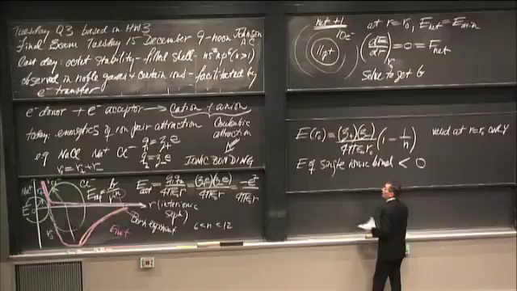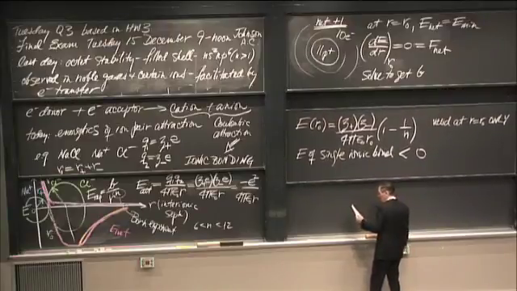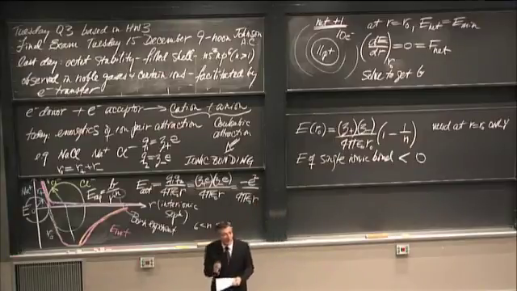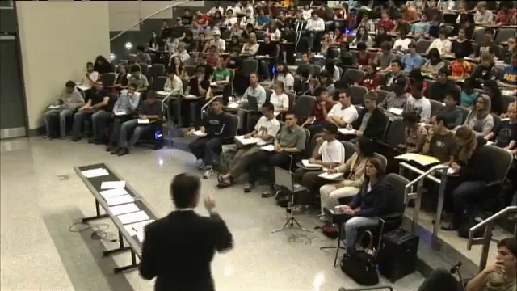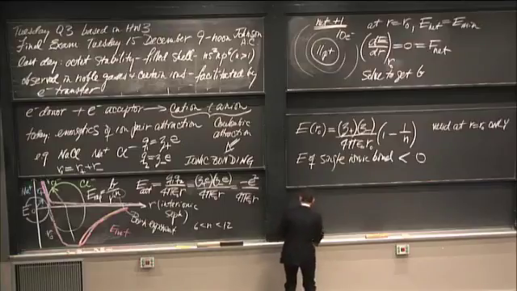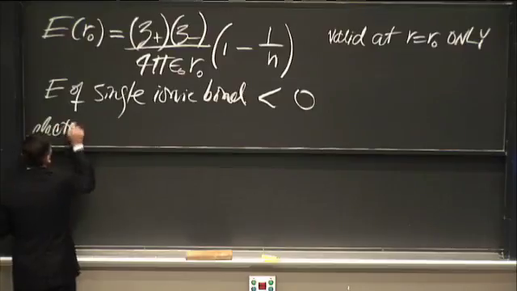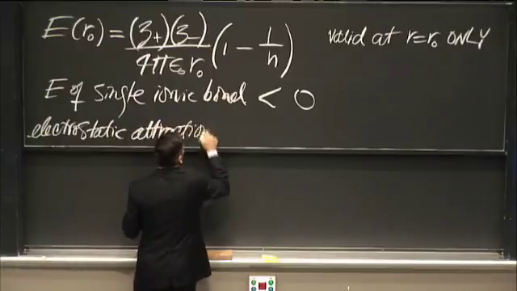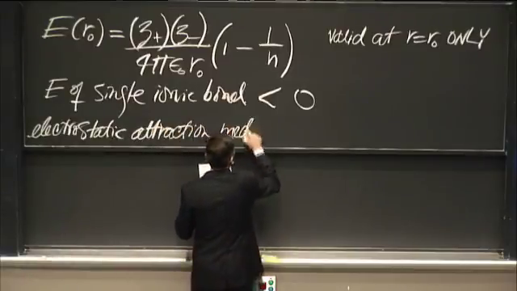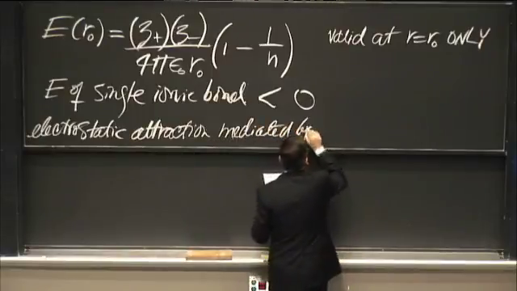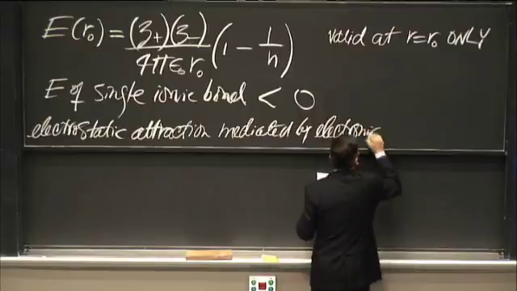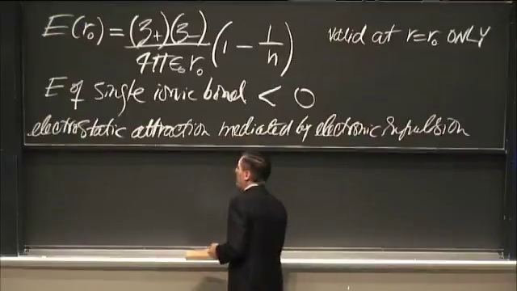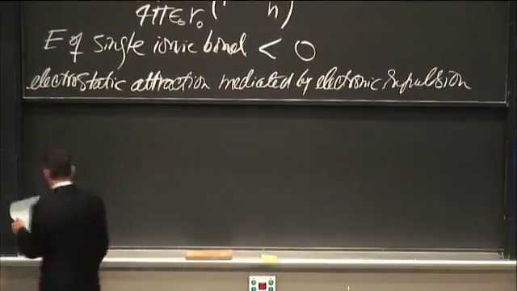What we've seen by going through this derivation is the recognition that the ionic bond is electrostatic attraction mediated by electronic repulsion. It's the balance of the two. And those words sound so good to me that I'm going to write them down. Electrostatic attraction mediated, another lovely word, mediated by electronic repulsion. So that's how you get to the final setting here of the inter-ionic separation.